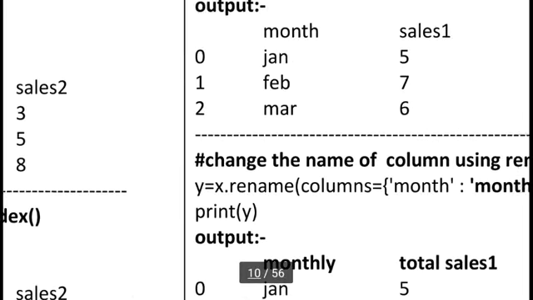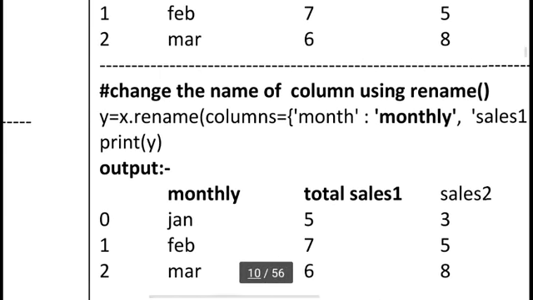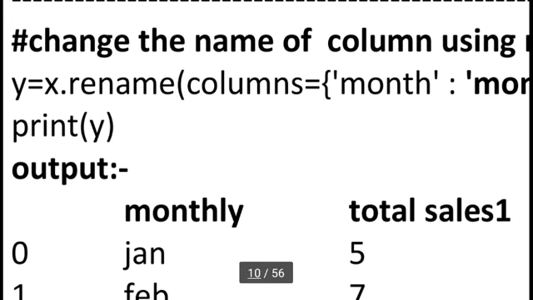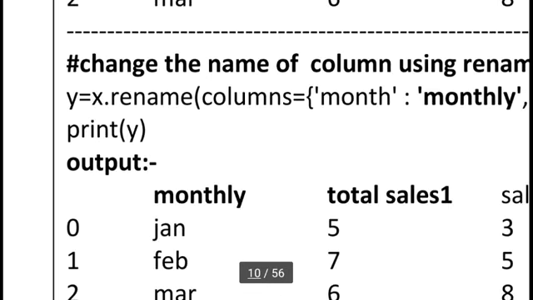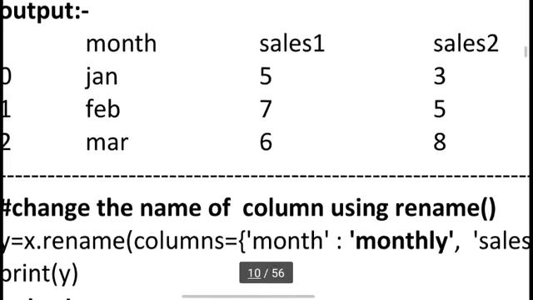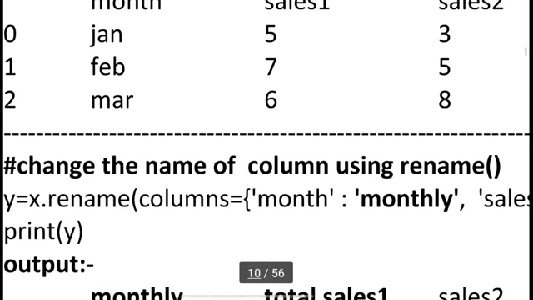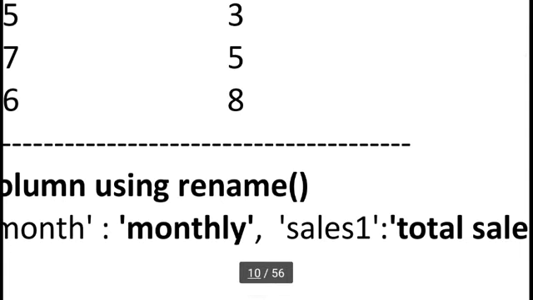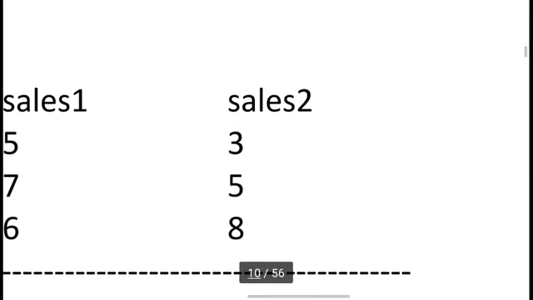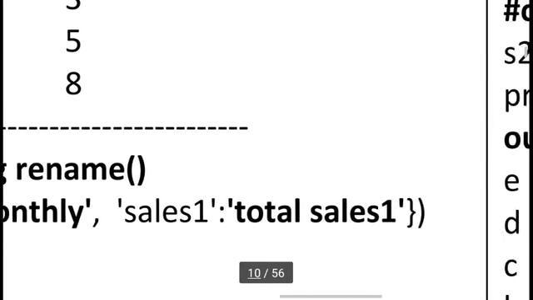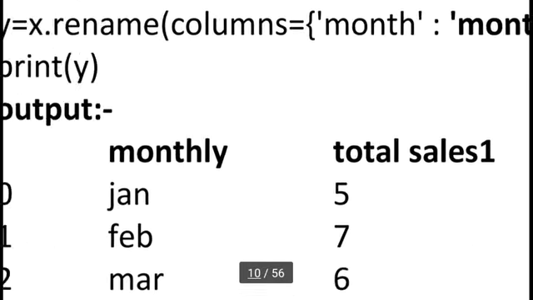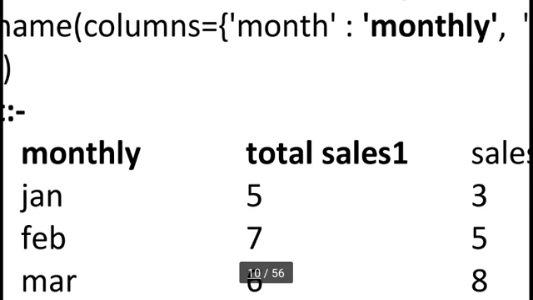And if you want to change the name of a column, we can also use X.rename. Here I am using columns. Last time I used index, but here I am using columns. Month is our old name, but here I am using monthly as the new name. The last name is sales 1, but I want to change sales 1 into total sales 1. So you can see month changed into monthly, and sales 1 changed into total sales.